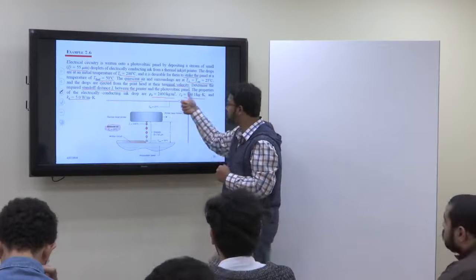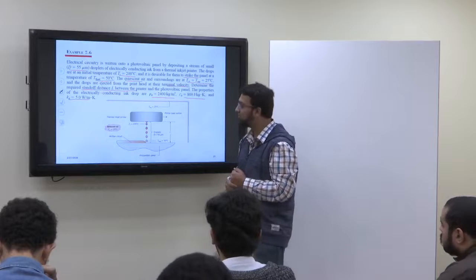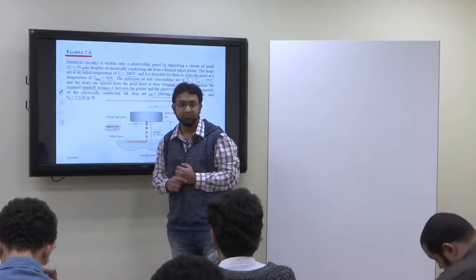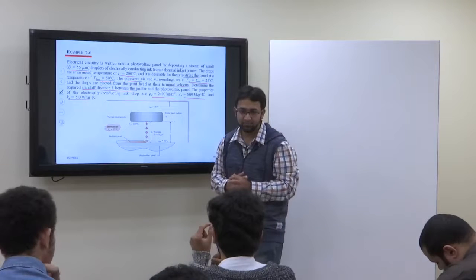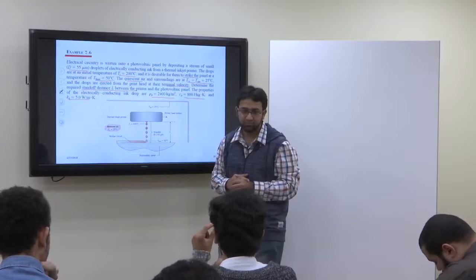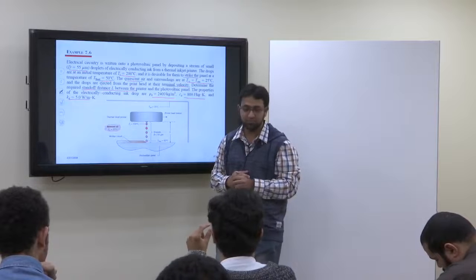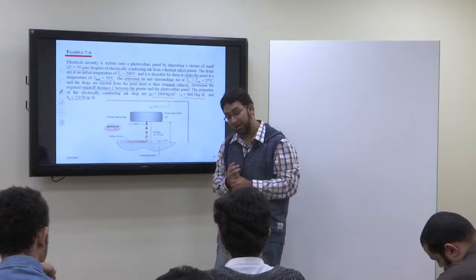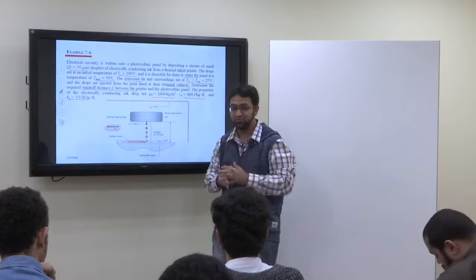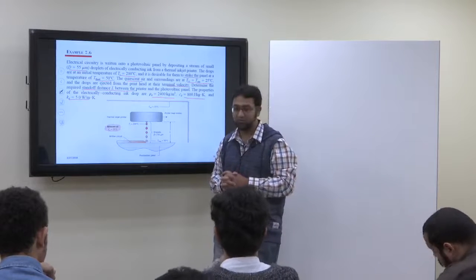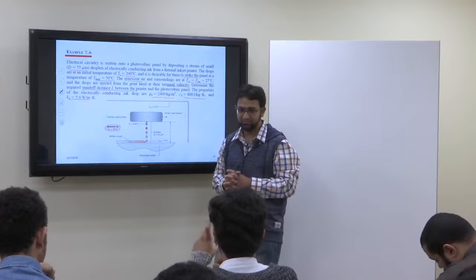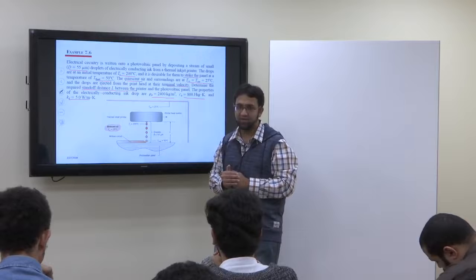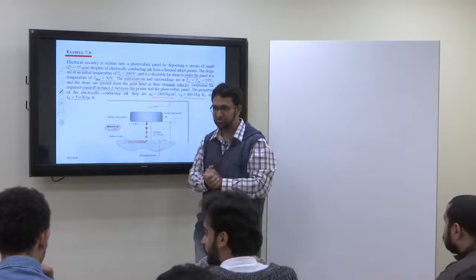So density given, specific heat given, and thermal conductivity given for the ink. The droplet leaves the inkjet at 200 degrees temperature, and it must be at 50 degrees Celsius when it falls on the photovoltaic panel. So we need to calculate what should be the distance. Do you understand the problem statement?